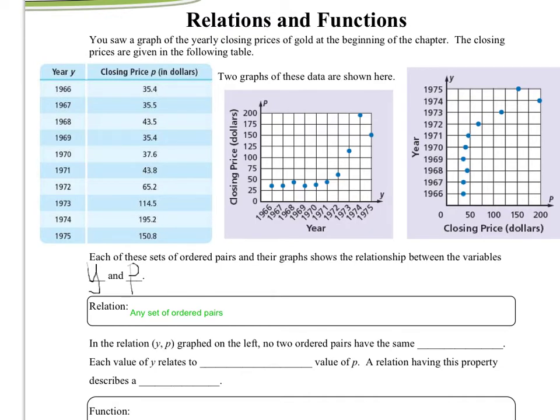In the relation Y and P, graphed on the left, no two ordered pairs have the same first coordinate. As you can see, I've written that in as well. Each value of Y relates to one and only one value of P. So for every value of Y, that year, there's only one value of P. A relation having this property describes a function, and that's a very important term that you need to understand and learn. So when each value of Y relates to one and only one value of P, then that relation describes a function.